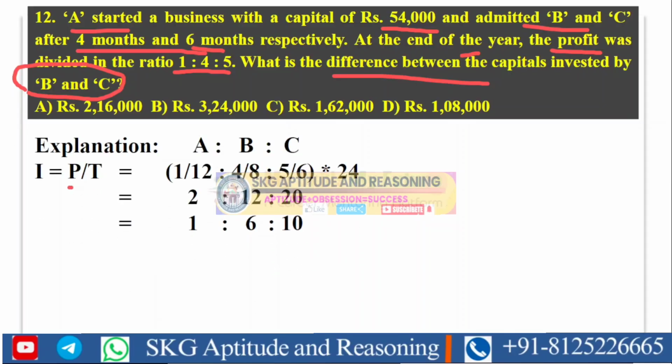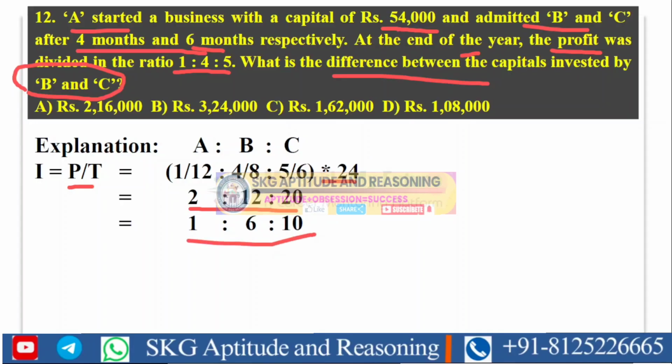So see here, I'm directly writing here. The profits ratio is given as 1:4:5, and A was in the business for the complete year, B was in the business for 8 months, and C was in the business for 6 months. And if we take the LCM of the denominators 12, 8, and 6, we'll get the LCM as 24. If we simplify that, we'll get 2 is to 12 is to 20, and again here 2 is common. It will become 1 is to 6 is to 10.